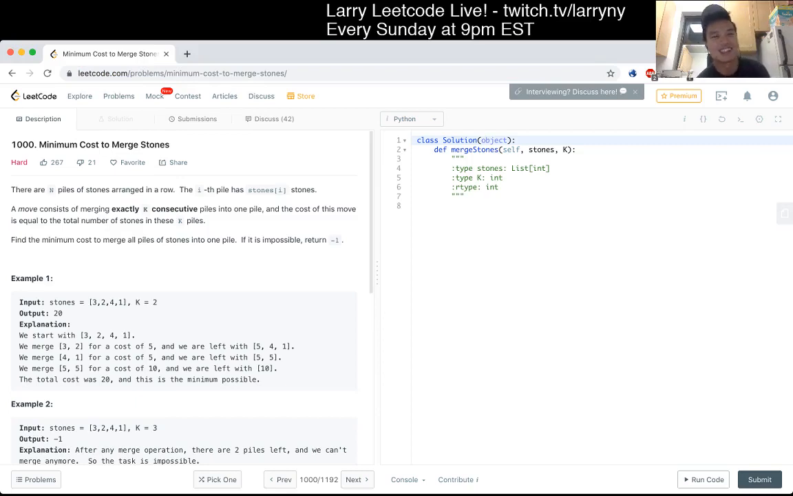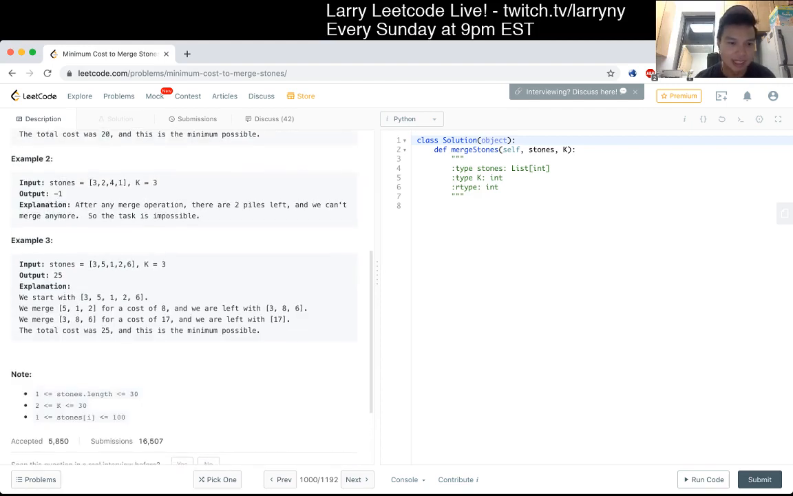Problem 1000, minimum cost to merge stones. There are n piles of stones arranged in a row. The i-th pile has stones[i] stones. A move consists of merging exactly k consecutive piles into one pile, and the cost of this move is equal to the total number of stones in these k piles. Find the minimum cost to merge all piles of stones into one pile. If it is impossible, return -1.